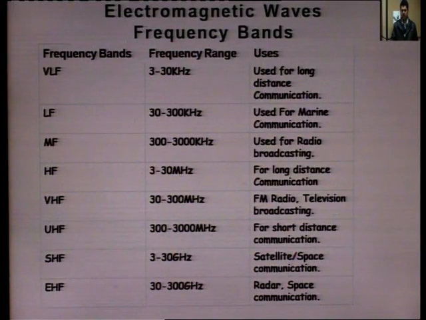Then ultra high frequency, 300 to 3000 megahertz, is for short distance communication. Next is super high frequency, which we will discuss today, that is microwaves. Its frequency range is 3 to 30 gigahertz. Basically it is used for satellite and space communication, radar communication, and point to point communication. Then extremely high frequency, 30 to 300 gigahertz, is used for radar and space communication.